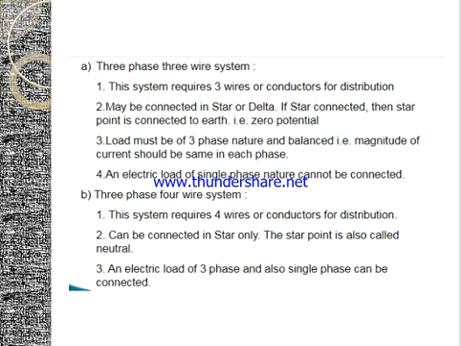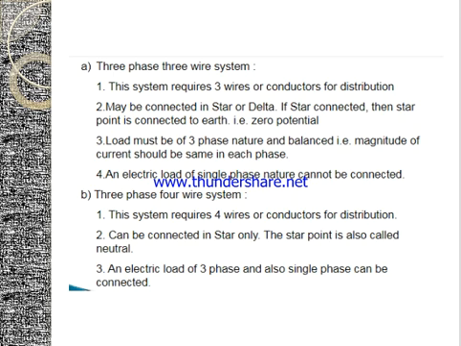In the 3-phase 3-wire system, 3 wires or conductors are required for distribution. It may be in star connected or delta connected form. If star connected, then the star point is connected to the earth at 0 potential. The load must be of 3-phase nature and balanced, that is, the magnitude of current should be the same in each phase. If an electrical load is of single phase nature, a single phase load cannot be connected there. Considering the 3-phase 4-wire system, this system requires 4 wires or conductors for distribution. It can be connected in star connection only.